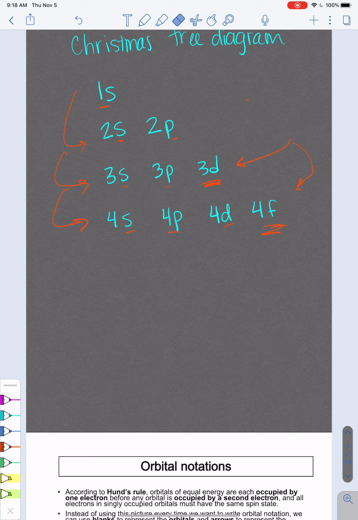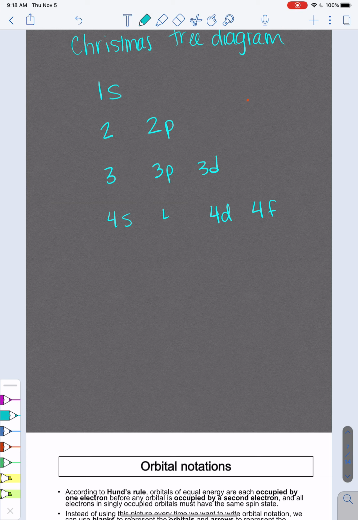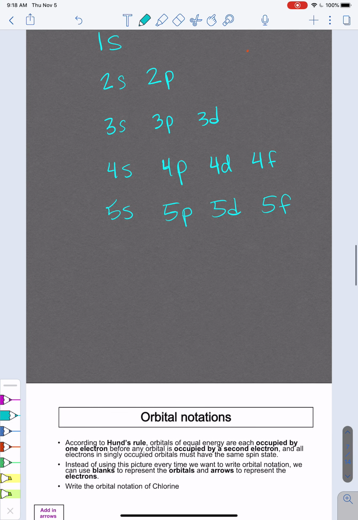So let's keep going on our diagram. Okay, let me fix what I broke. Okay, on the fifth level, you have an S, a P, a D, and an F, okay? The reason it's called Christmas tree is because then we start going back down.